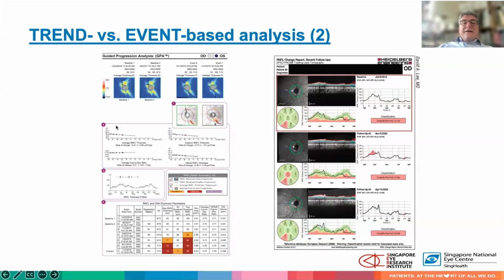So here we can see the difference. Here you see a trend-based analysis where you see basically the regression line over time. And here you see an event-based analysis where you can see that there is a significant difference from one measurement to the other, and this is very significant, a loss of retinal nerve fiber, and you consider this as significant.